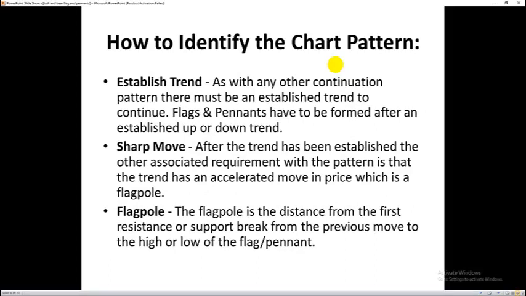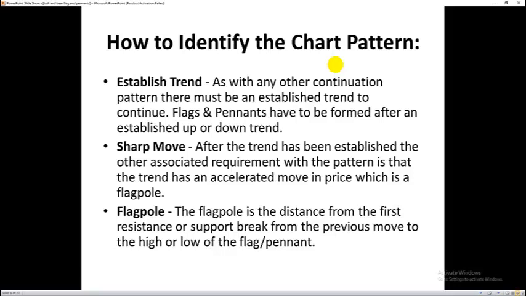Now the flagpole is the third one. Remember, the first one was to establish the trend, either bullish or bearish. Second, there must be a sharp move. That sharp move will now be followed by the third thing, which is the consolidation that I showed in that chart. But let's still continue.